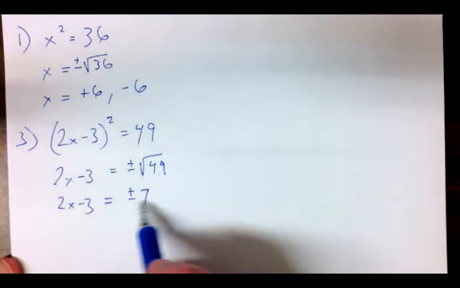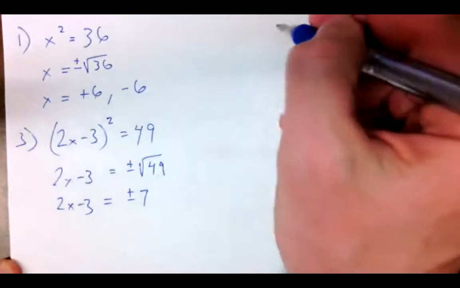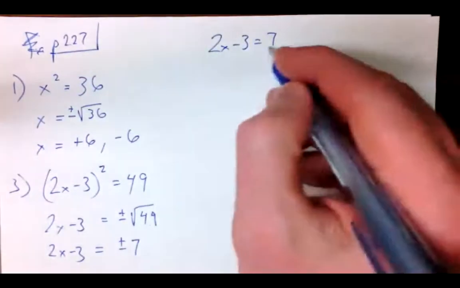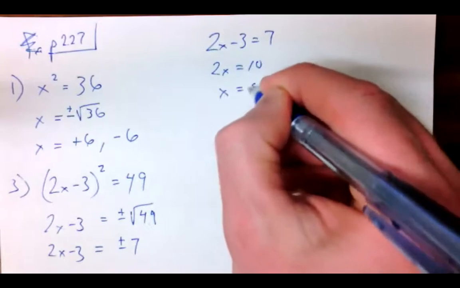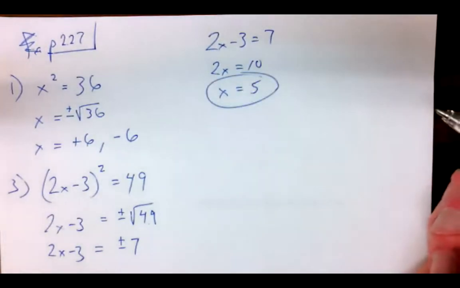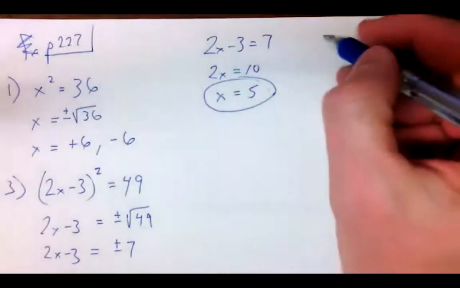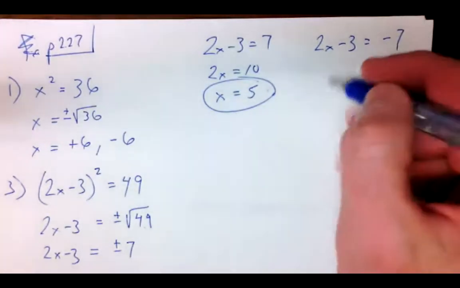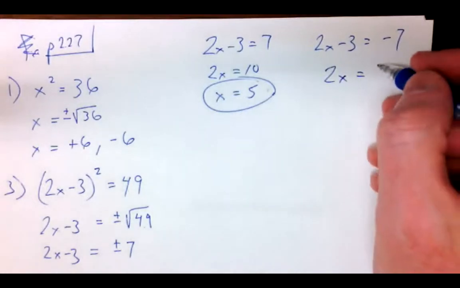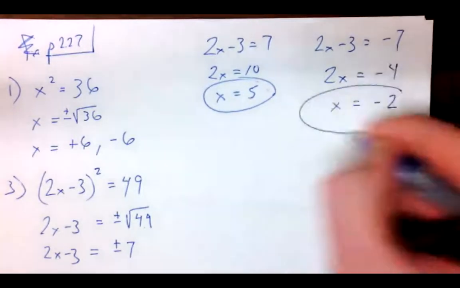So we go two different ways here, with plus 7 or negative 7. I'm going to do positive first. So 2x minus 3 equals positive 7. Then I just solve. Add 3 to both sides. 2x equals 10. Divide both sides by 2. X equals 5. That's one answer. Now 2x minus 3 equals -7. Add 3 to both sides, 2x equals -4. Divide both sides by 2, x equals -2.